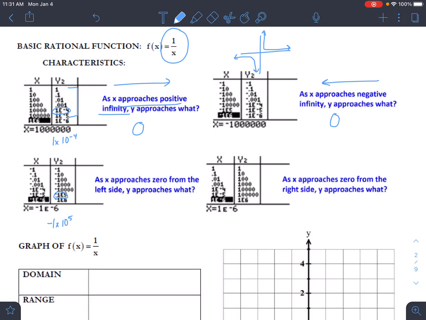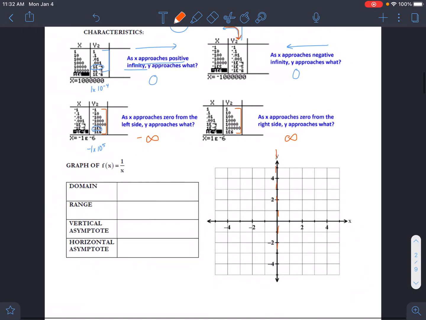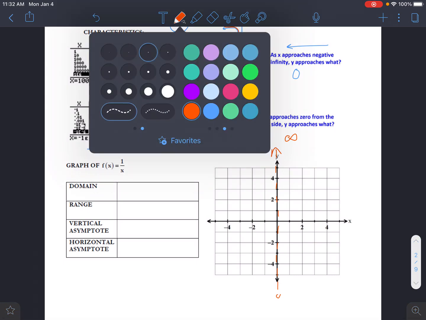As I approach 0 from the left, notice what's happening: my numbers are getting really, really large negative, so negative infinity. Versus as I approach from the right, I'm going towards positive infinity. Those lines that we're approaching, y equals 0 and x equals 0, are called asymptotes. If we replicate this on our graph, it would be dashed lines. You could be fancy here. I was kind of lazy, but you could actually use your Notability tool.